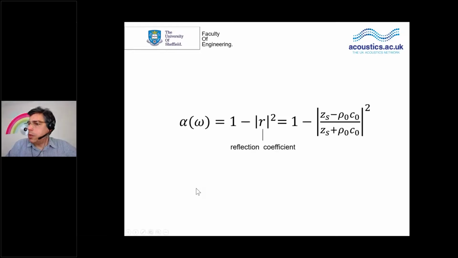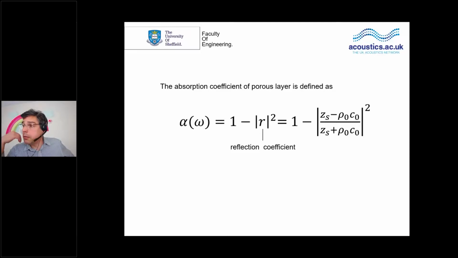Okay, so another quantity which we very often want to know is the absorption coefficient, and normally we need to know it for noise control applications. And the absorption coefficient is a function of the reflection coefficient, which is complex, or the surface impedance of the material layer. By the way, this quantity is real. It's not a complex absorption coefficient, whereas the reflection coefficient and the surface impedance are complex.